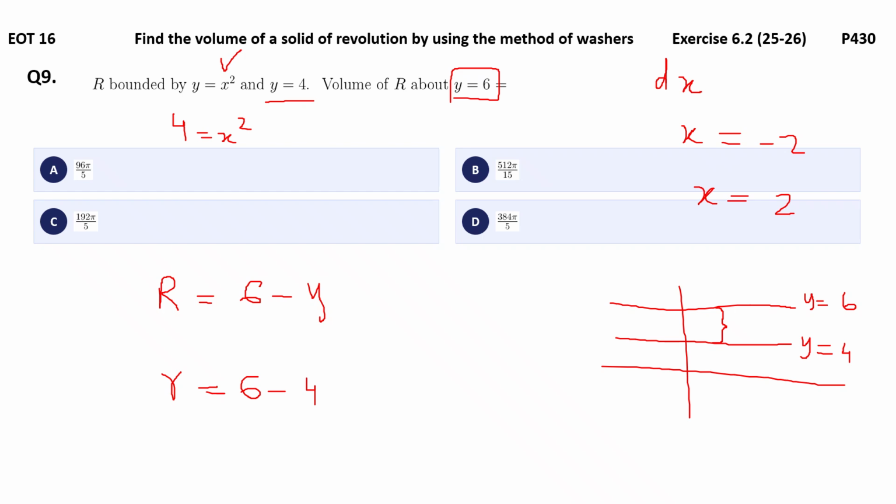Whereas in the third question, if you notice, we are checking it with the axis. So we compare with 0. Are you getting me? Here one of the expressions is bounded as y equal to 4. So our inner gap is between 6 and 4, whereas the outer radius is from 6 till the expression y equal to x square. y equal to x square will be like this, the function. So from 6 till the function y. Are you following me? So you get your outer radius as 6 minus x square, and your inner radius is 2.